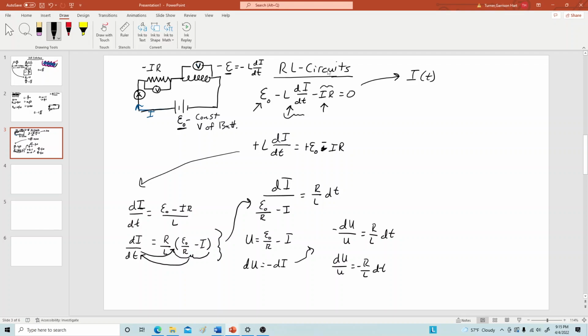And now this becomes a logarithm, so ln u is equal to negative R over L times t. And then if I exponentiate, I'm going to get u is equal to e.